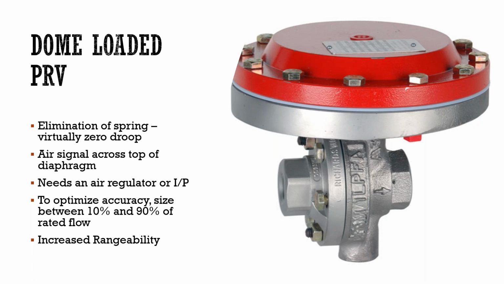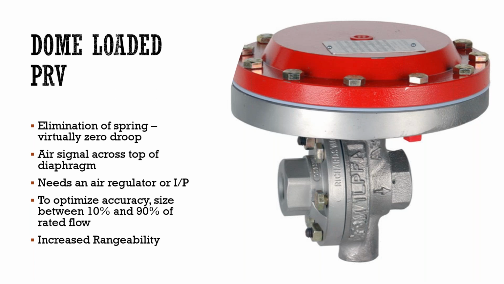One thing about both the dome loaded and the pilot operated, you do need a sensing line with both of these. So the sensing line is going to sense your controlled variable, which again, we're still going to control our P2, or our downstream pressure. And you can see the little pipe plug here underneath there where the diaphragm is housed.